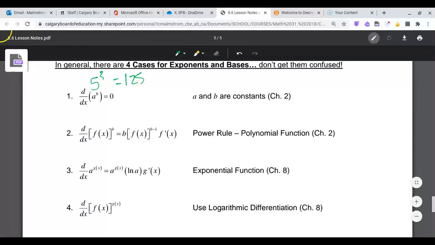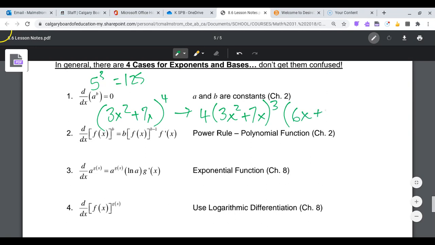Then the second one we looked at was the power rule from our polynomial function, right? So if you had 3x squared, then you would have that the derivative is 6x, okay? But should you have something more funky inside your function, then you have the chain part to it. So let's say we had 3x squared plus 7x raised to the power of 4. Then this was bring down the 4, leave the inside, that's the f of x, reduce by 1, and then take the derivative of the inside. So 6x plus 7. Okay, so that's stuff that we learned in chapter 2.